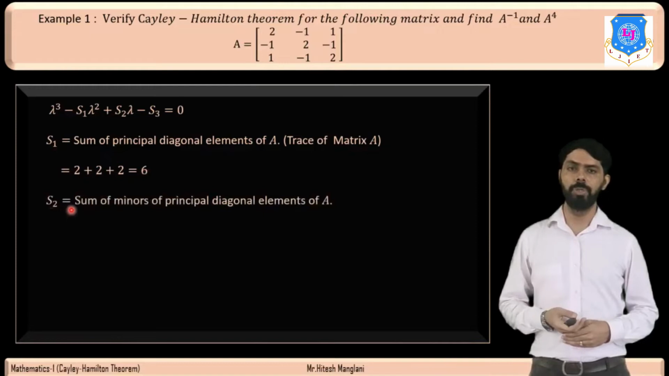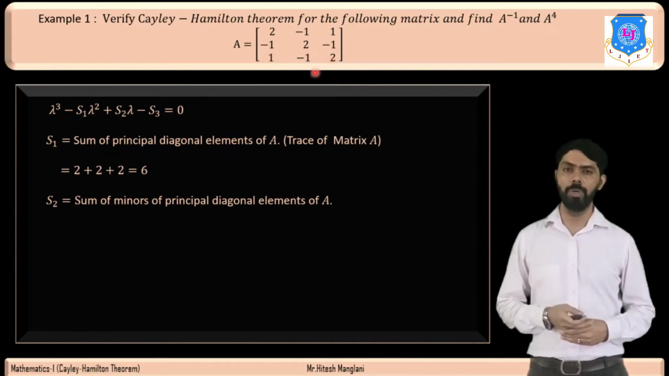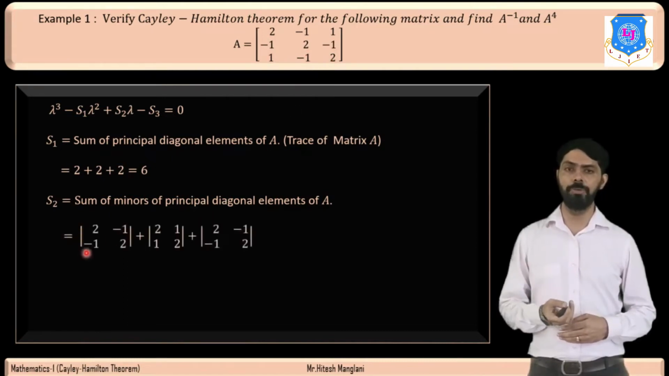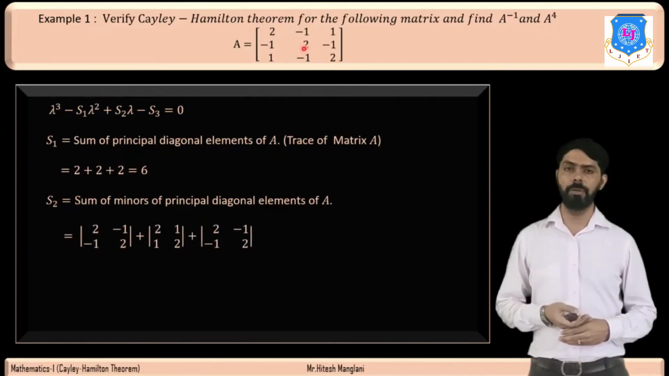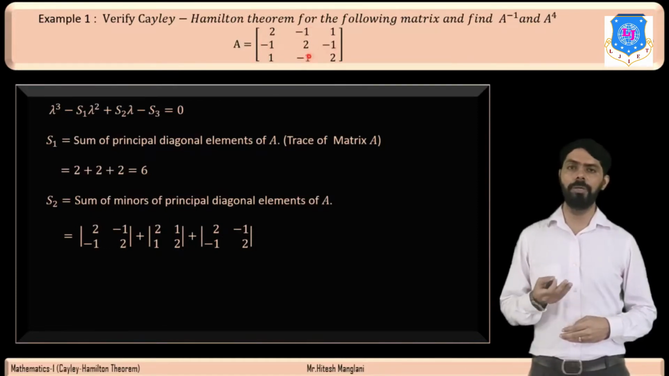Now we will find S2, which is equal to the sum of minors of principal diagonal elements of A. First of all we will find the minor of 2. For that we will hide the first row and first column. So the matrix will be [2, -1; -1, 2], and we take the determinant of this matrix. Plus, now we will find the minor of this 2, which is in the second row and second column. So we hide the second row and second column, and the matrix will be [2, 1; 1, 2].